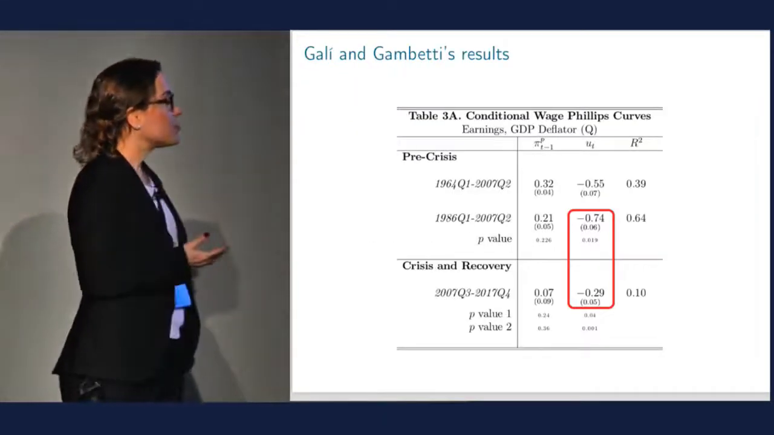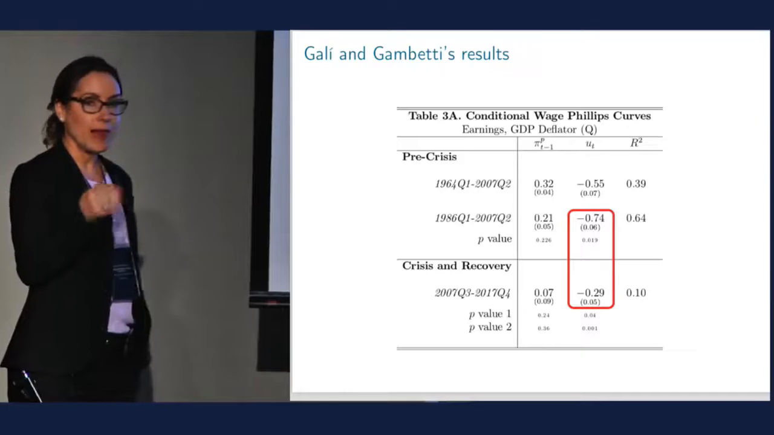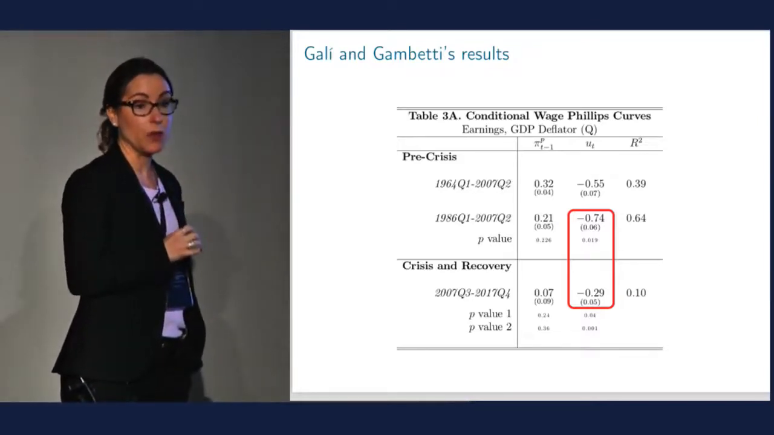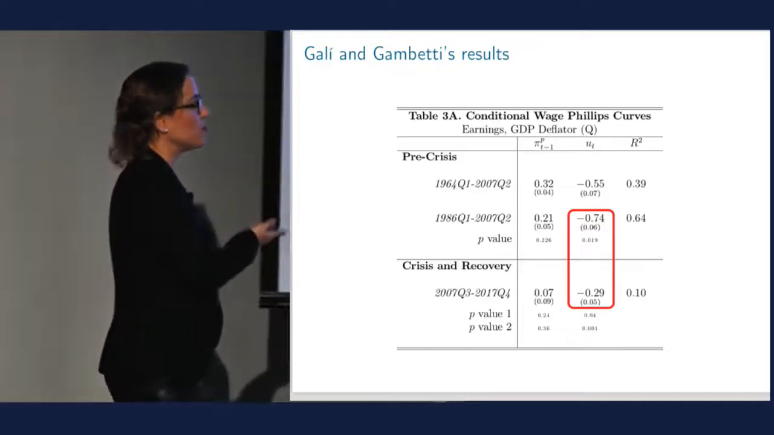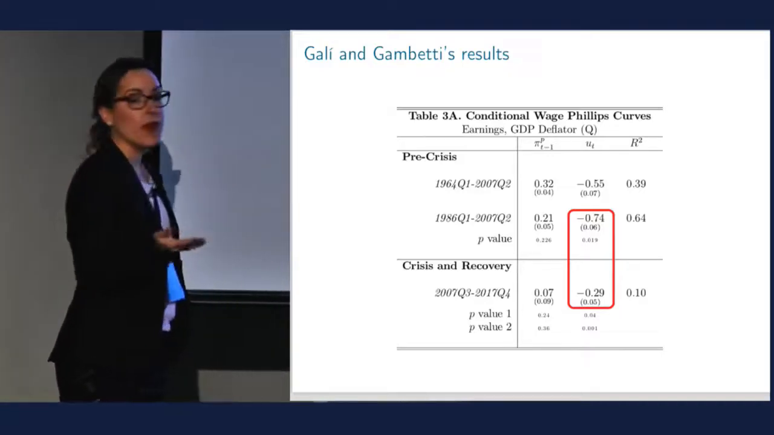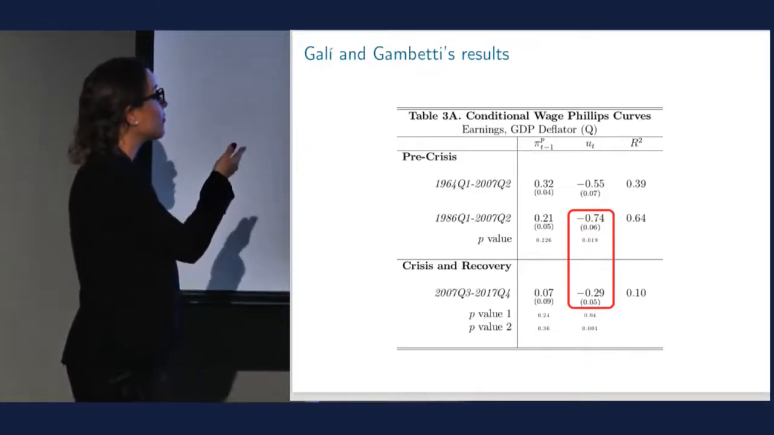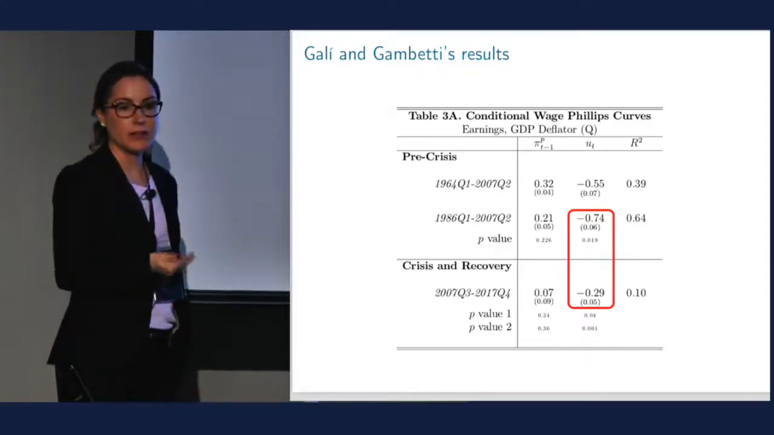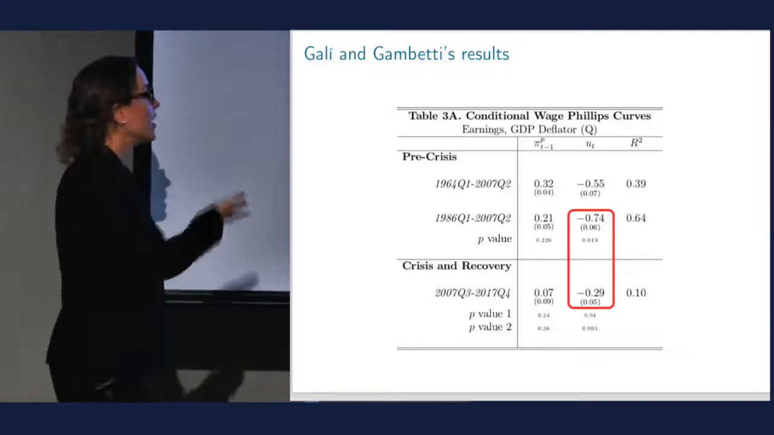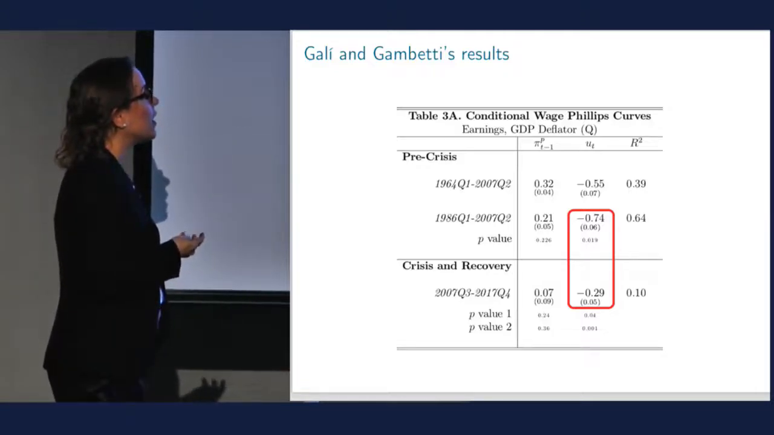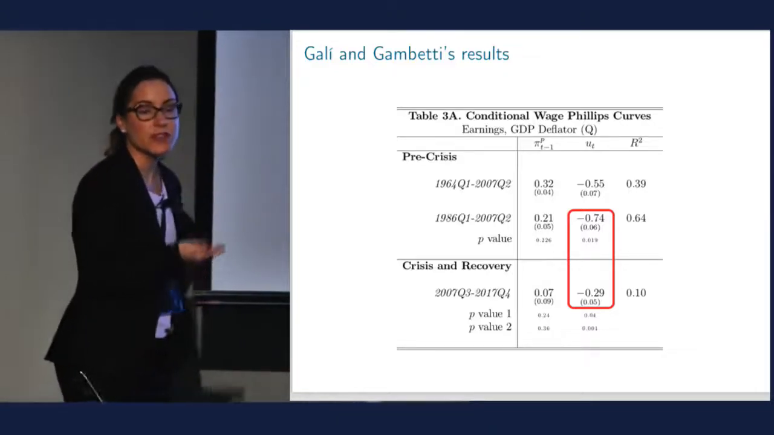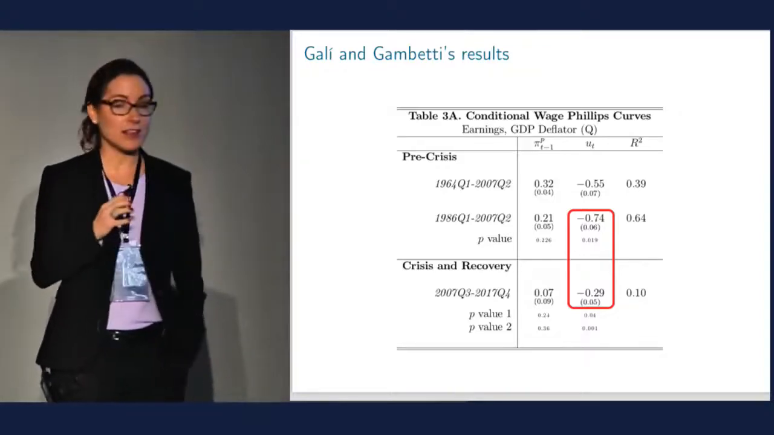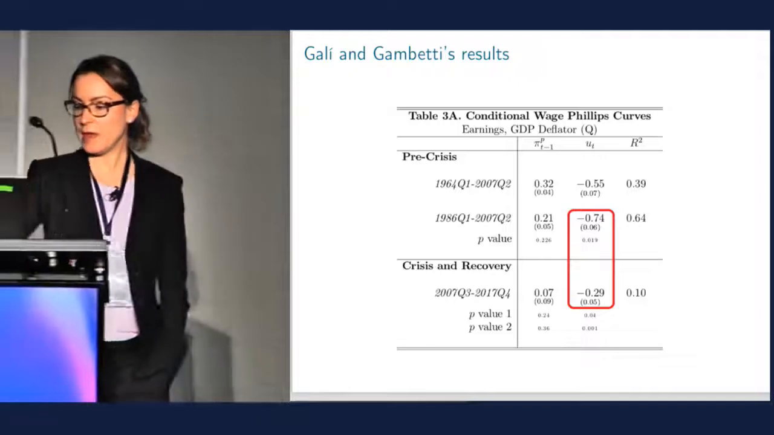They have a set of results in the paper, and in my next few slides, I'm going to be focusing basically on this decline in the slope of the Phillips curve. So this is just a simple table summarizing what they found, and you find that from pre-crisis to post-crisis, there is a sharp decline in the slope of the wage Phillips curve, and you also see a decline in the past inflation coefficient. So this is just a way for me to summarize their results with a simple table.